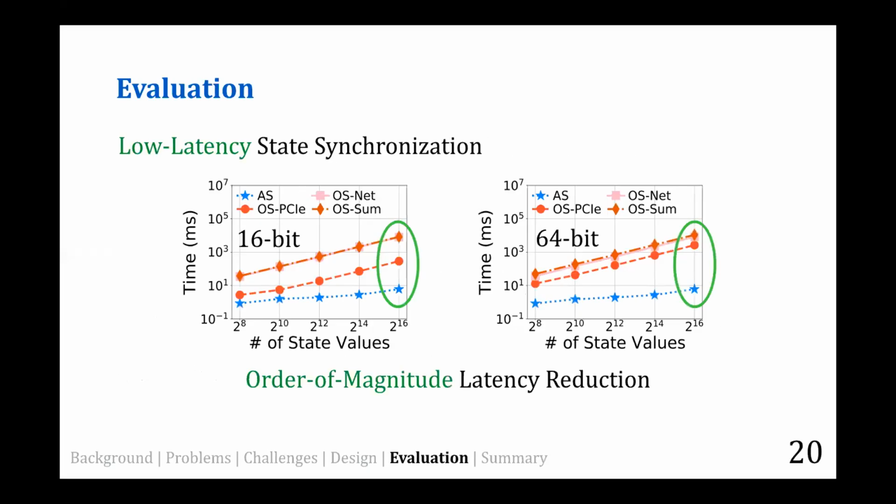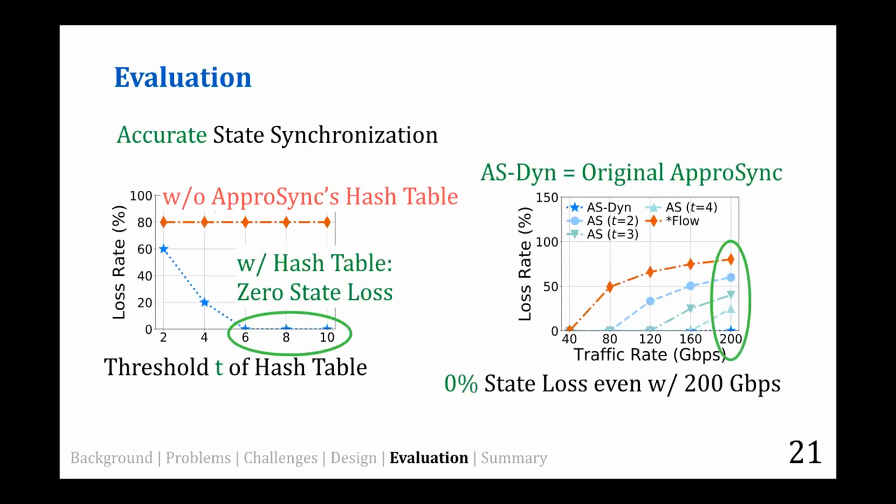First, we evaluate that ApproSync achieves low latency state synchronization. We use ApproSync and the switch OS to collect state values from a programmable switch to the control plane, respectively. The left figure indicates the result of collecting 16-bit state values, while the right figure represents that of collecting 64-bit values. We found that compared to switch OS, ApproSync achieves order of magnitude latency reduction by bypassing the overhead of switch OS.